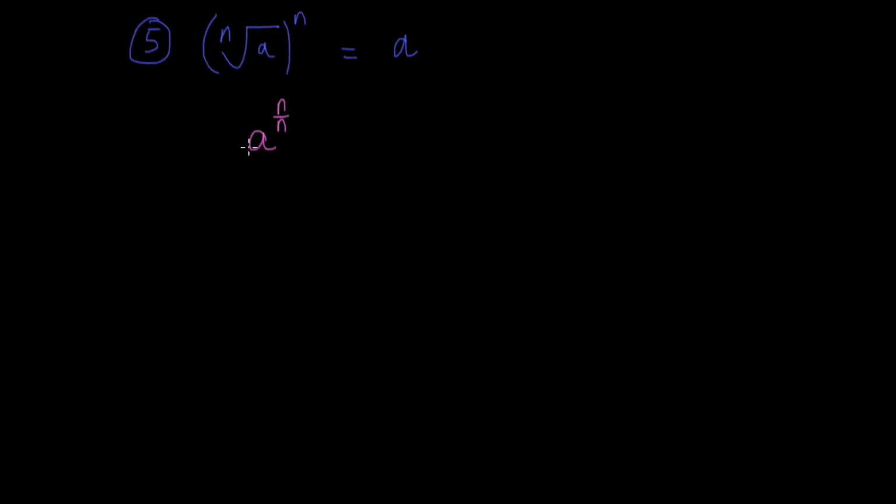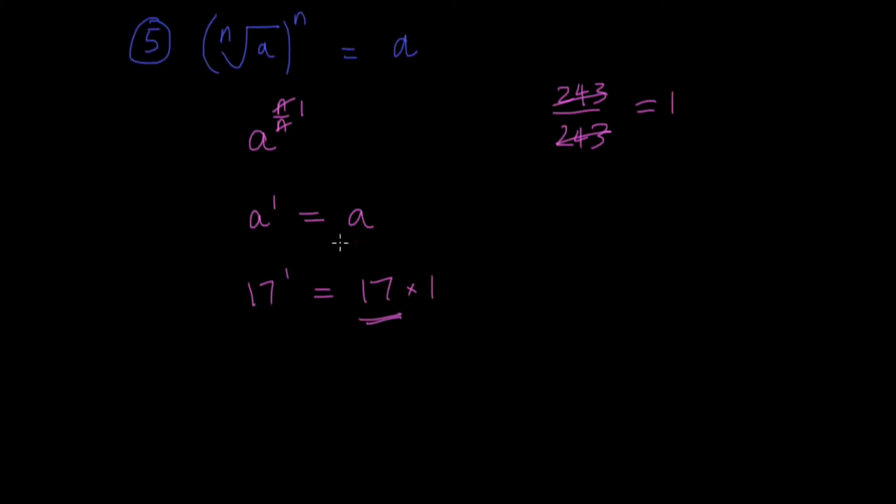And when we have n over n, or any fraction, if I have 243 divided by 243, those just cancel out to give me 1. So the same thing, if I have n over n, that cancels out to give me 1. A to the 1 is a, and this again depends on the exponent law. If you know that anything raised to the first power is just itself, because if I have 17 raised to the first power, that's equivalent to 17 times 1, which gives me just 17. So anything to the first power is itself. So that's basically what this law is saying.